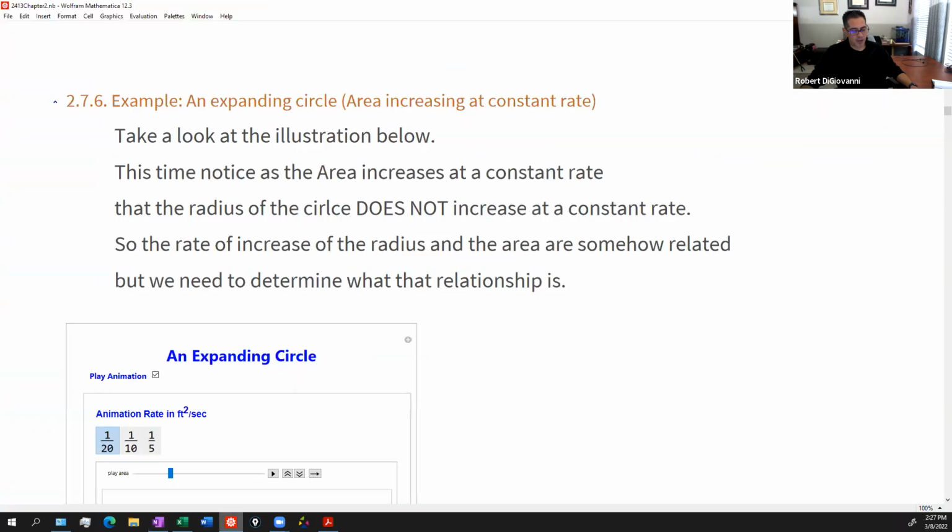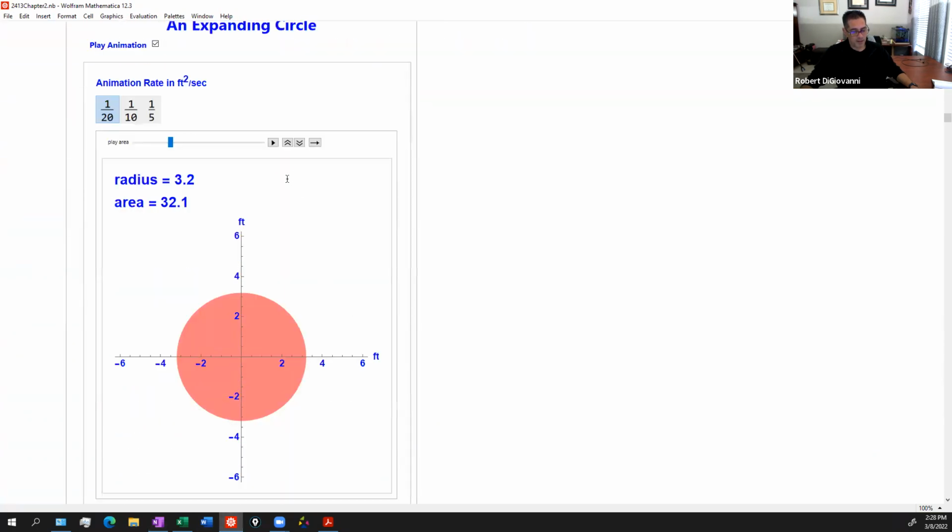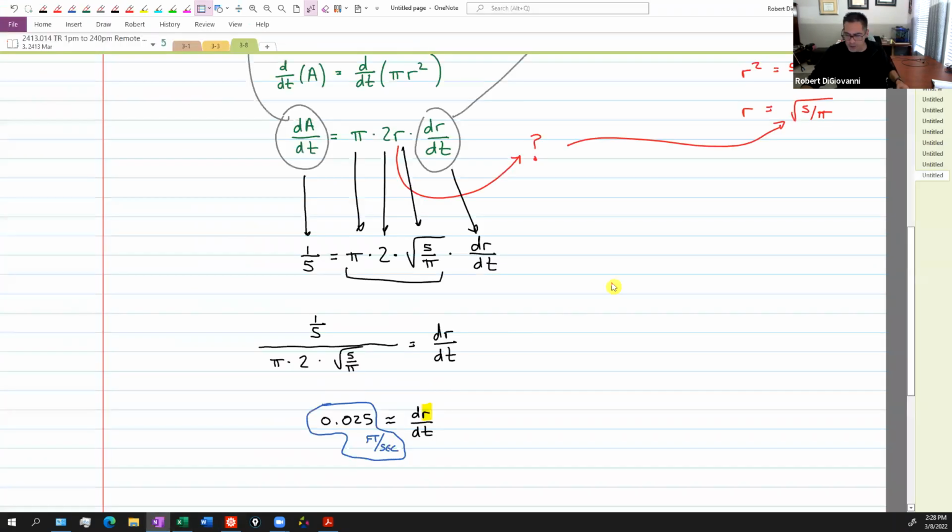I'll go back to the picture. What we just did is we said, what did we say, sorry, the radius? I need to figure out what that is. 5 divided by pi.